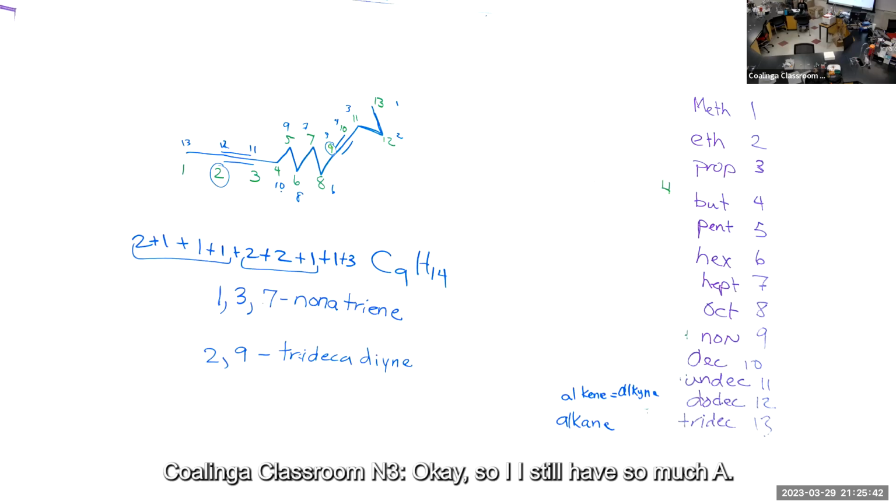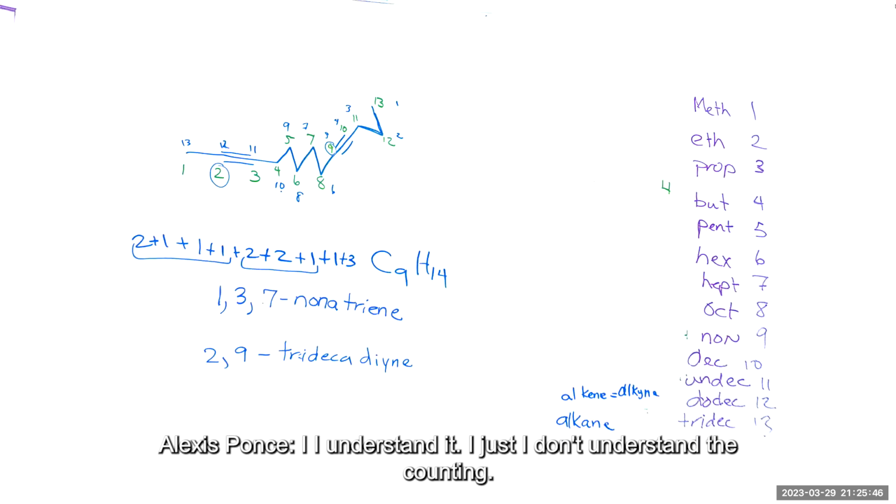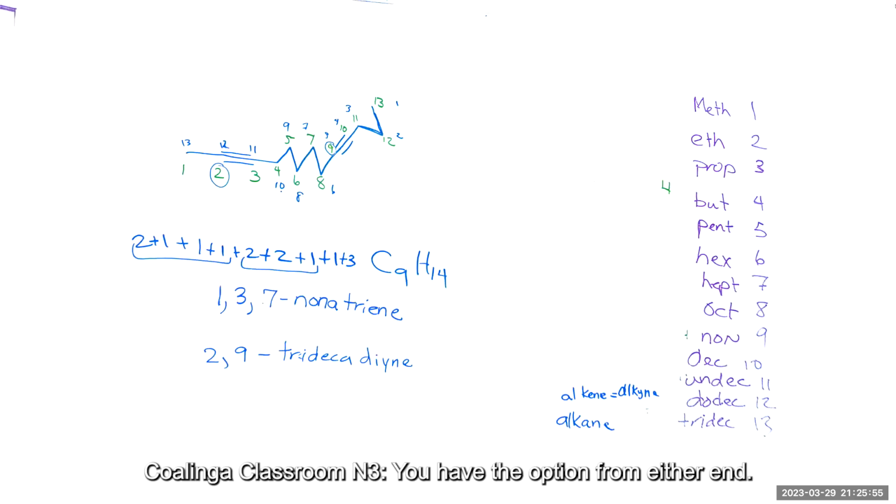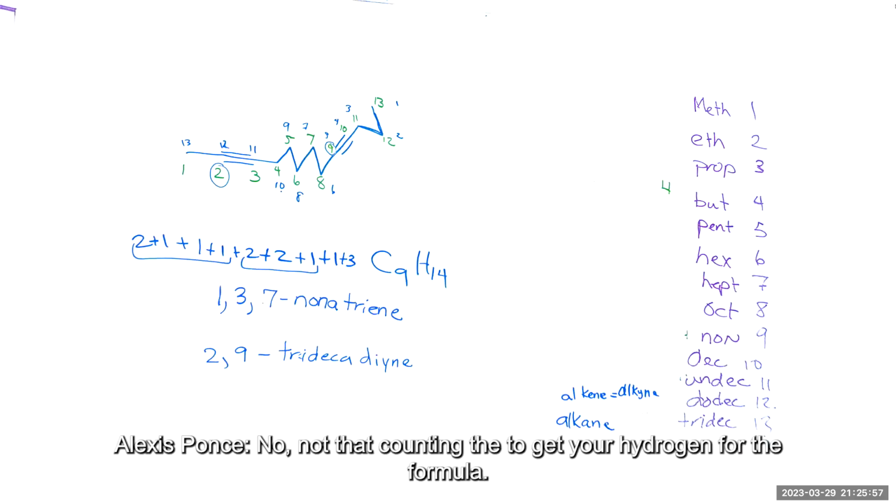Okay, so how are you guys doing so far? I understand it. I don't understand the counting. What do you mean by you don't understand the counting? You have the option of counting from either end. No, not that counting. To get your hydrogens for the formula.